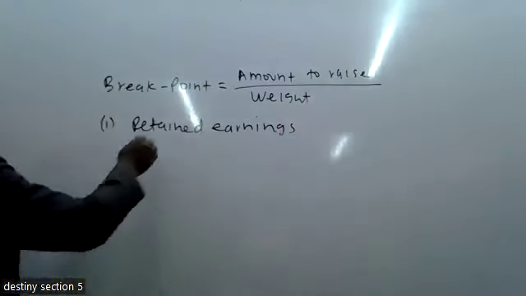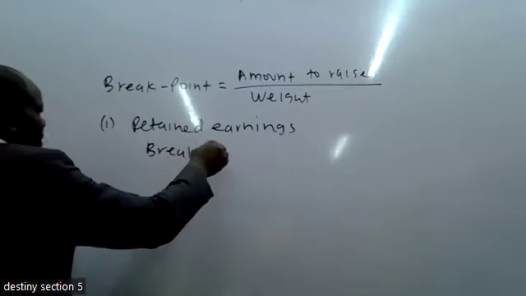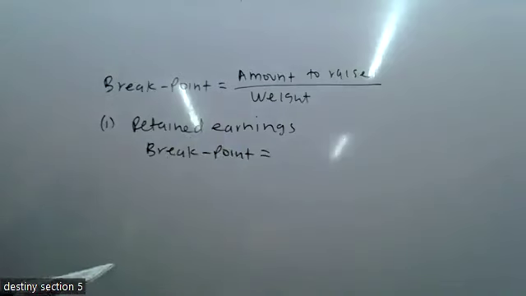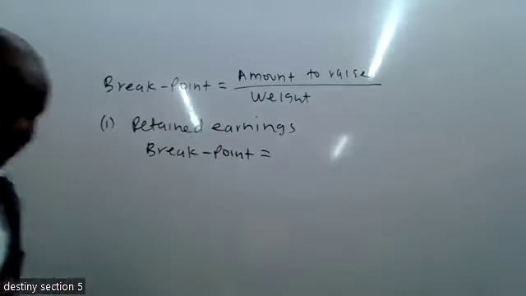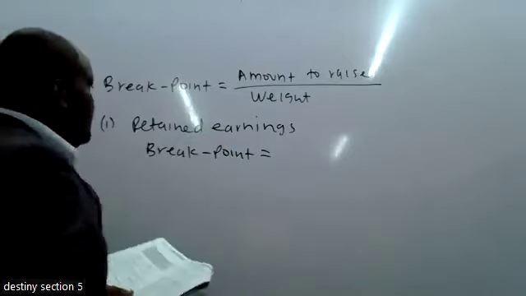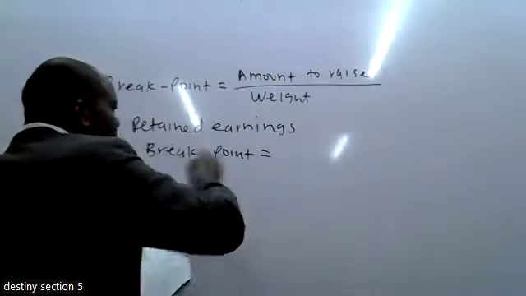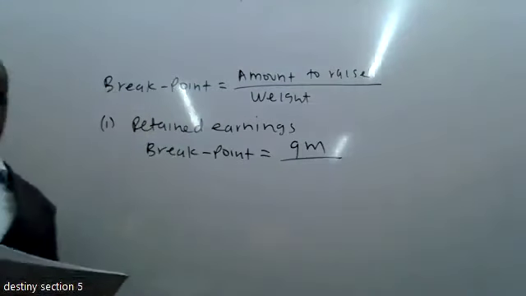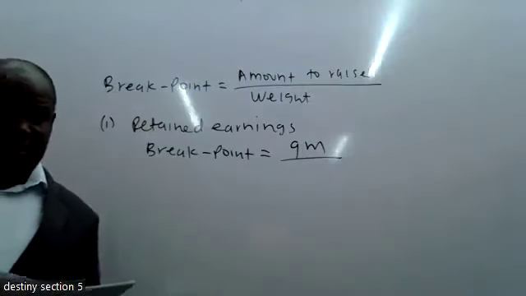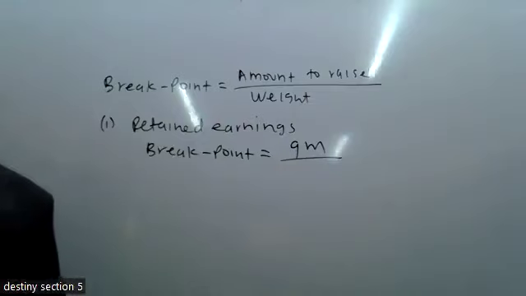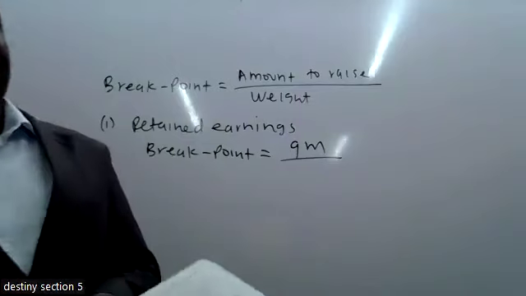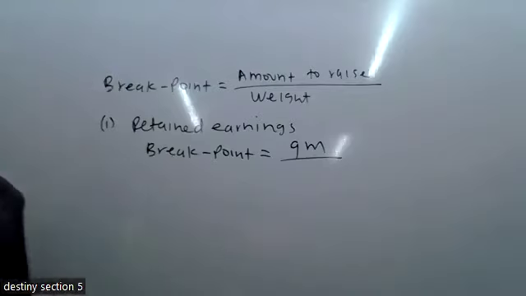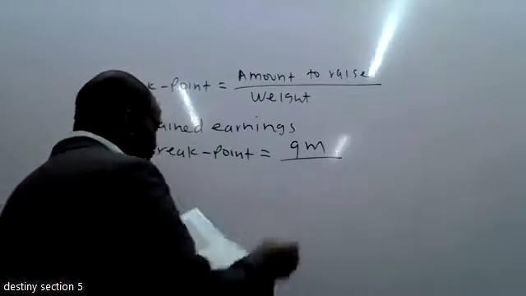To calculate this breakpoint, the amount to raise is given in note number 1. You take the 9 million and divide by the weight. The weight is the proportion given in note number 6. The retained earnings are part of the equity capital, and they gave you 45% in note number 6, so 45 divided by 100, the same as 0.45.